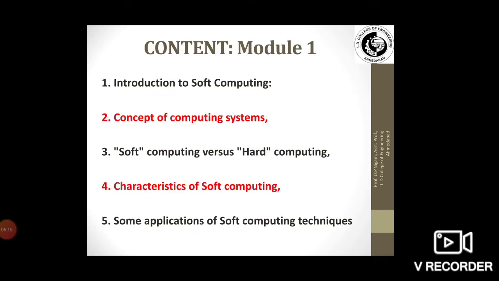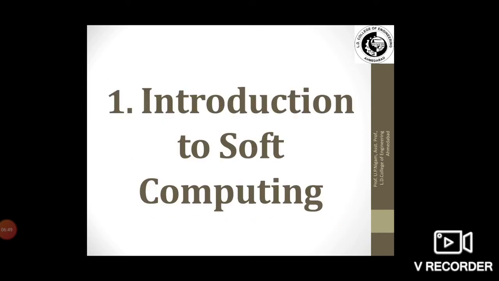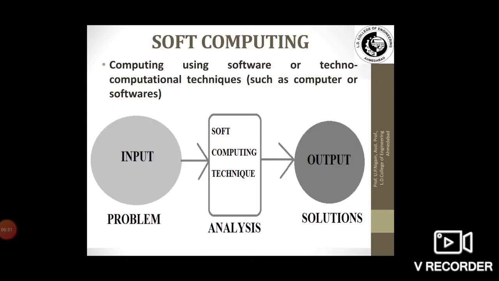So now come back towards the content, that is module number 1, introduction to soft computing. Then the concept of the computing system, soft computing versus hard computing. What is hard computing? It means whatever calculations you used to do by pen and paper or using some Excel sheets. Alright, so that is hard computing. So what is the difference between soft computing and hard computing? Then characteristics of soft computing, what are the different properties? Then some applications of soft computing techniques, that also we are going to discuss. Introduction to soft computing techniques.